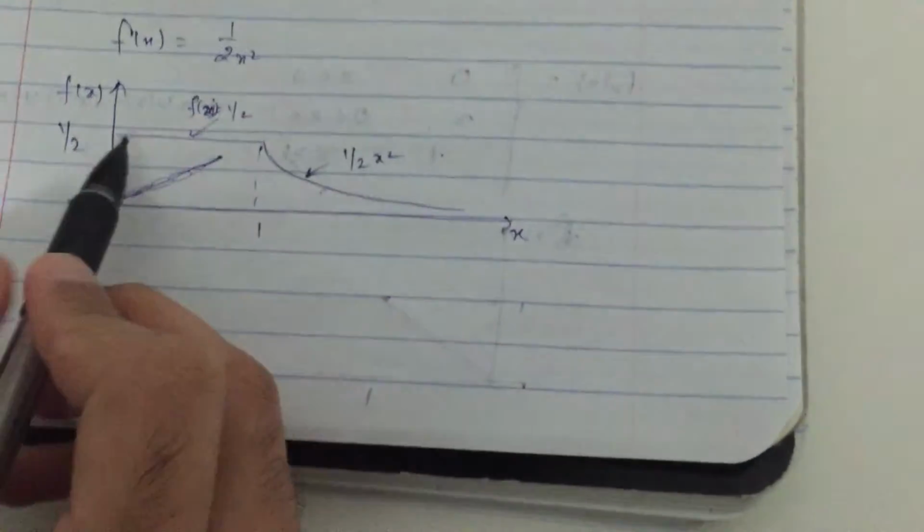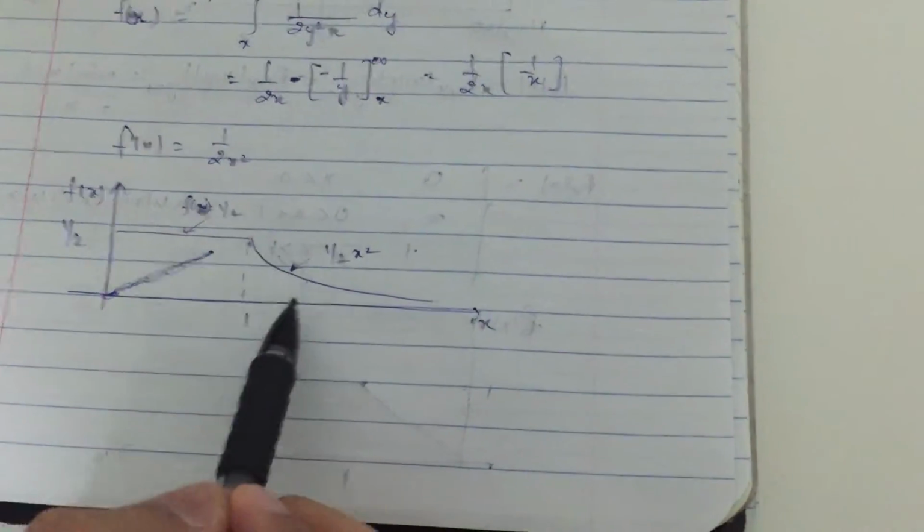So plotting this, for x lying between 0 to 1, we get f_X as half, and from 1 to infinity we get f_X as 1 by 2x square.